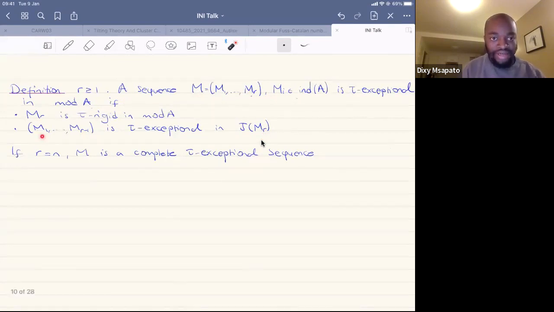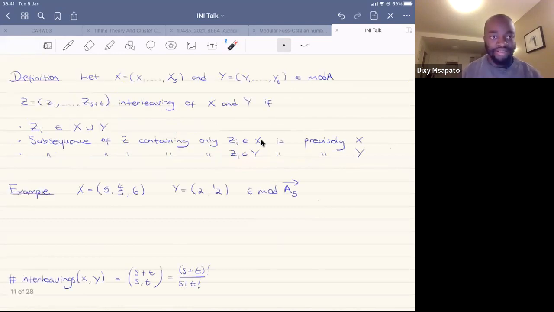So what the second line means is that you want to check that MR-1 is tau rigid inside of this category, which is in fact just equivalent to a module category. And then you want to check that M1 to MR-2 is a tau exceptional sequence in the tau perpendicular subcategory of MR-1 inside of this category. Moreover, if R is equal to n, we're going to say that M is a complete tau exceptional sequence. And it's these complete tau exceptional sequences which we're interested in counting. And because the definition is quite recursive by nature, we're going to see that a lot of our counting arguments are recursive in the sense that we get recursive formulas for the things we're trying to count. So this makes it fairly nice to count.